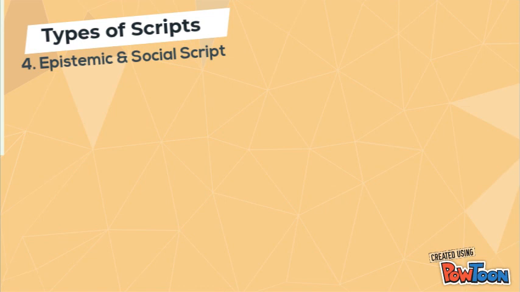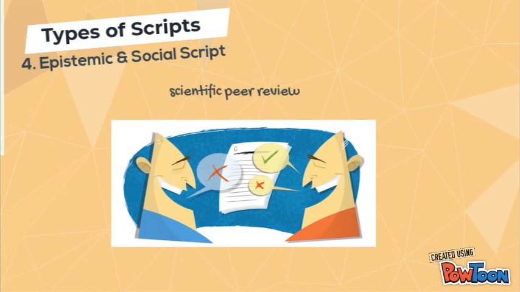An everyday example of such a procedure is the scientific peer review process. Social script provides learners with roles and suggests specific forms of interaction that learners rarely engage in spontaneously.